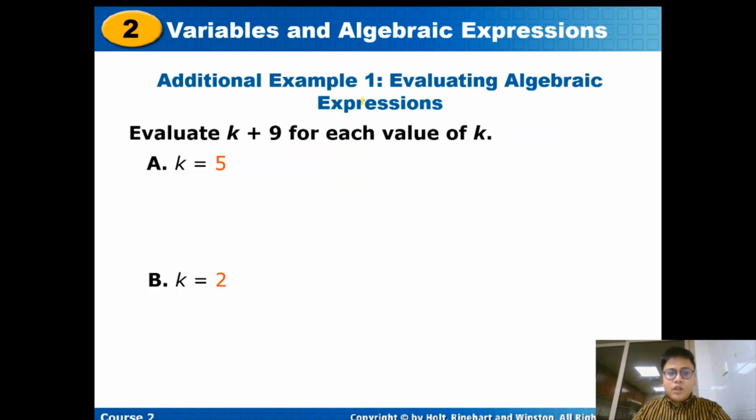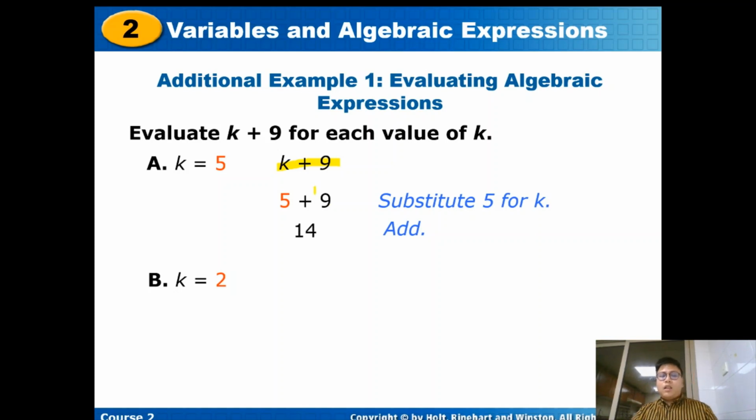Let's proceed to an example in evaluating an algebraic expression. Evaluate k plus 9 for each value of k. Take note of this. Your k is equal to 5. This is your expression, k plus 9. So what you're going to do is substitute 5 for k. You replace k with 5, then add it with 9. So the answer is 14.